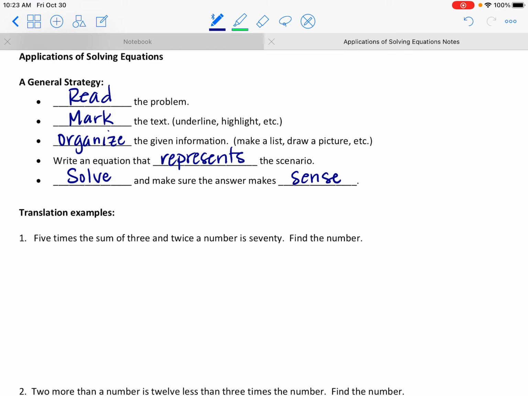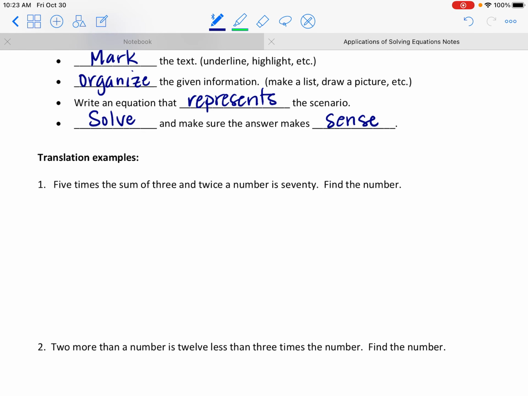So we're going to start with some translation examples because, in my opinion, they are the easiest because the equation is there in words. We just have to translate it into a mathematical equation. So, first example says 5 times the sum of 3 and twice a number. 5 times the sum of 3 and twice a number is 70. And they're asking us to find the number.